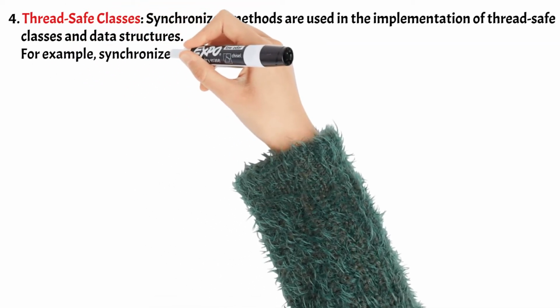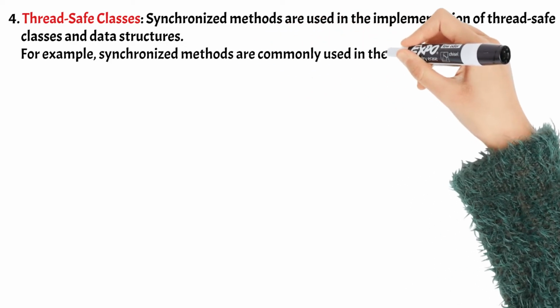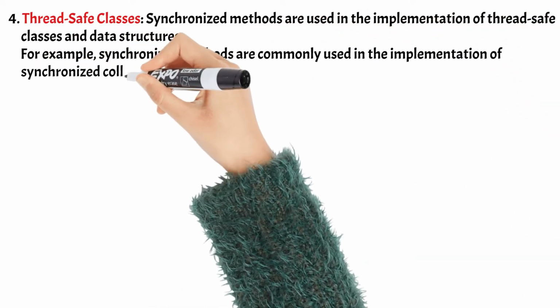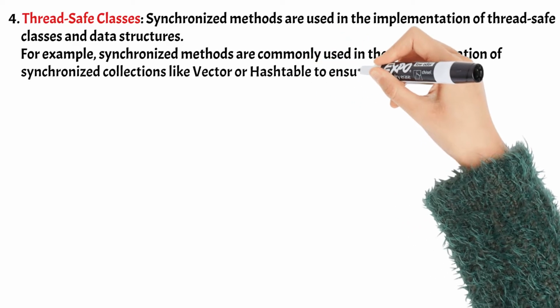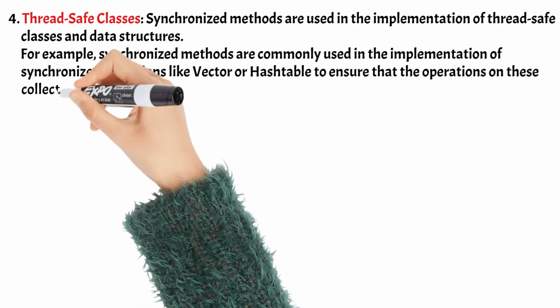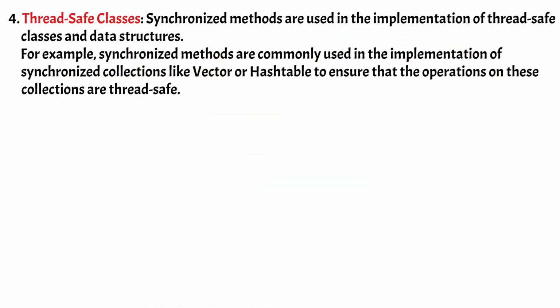4. Thread-safe classes. Synchronized methods are used in the implementation of thread-safe classes and data structures. For example, synchronized methods are commonly used in the implementation of synchronized collections like Vector or Hashtable to ensure that the operations on these collections are thread-safe.